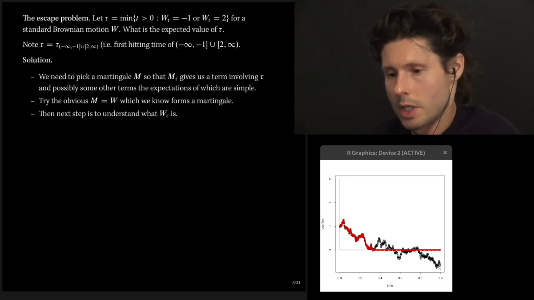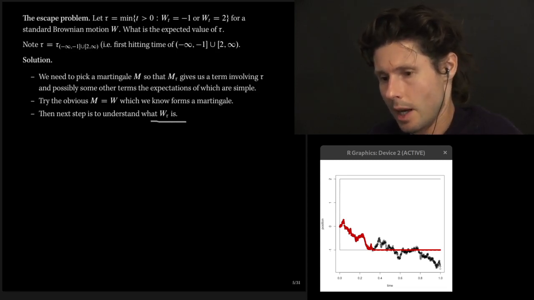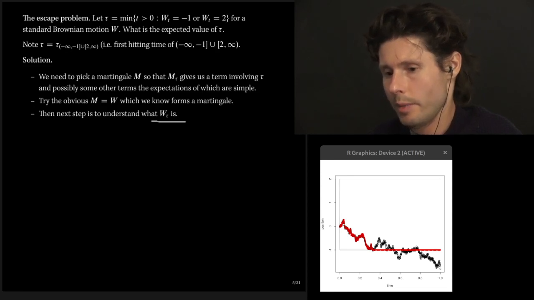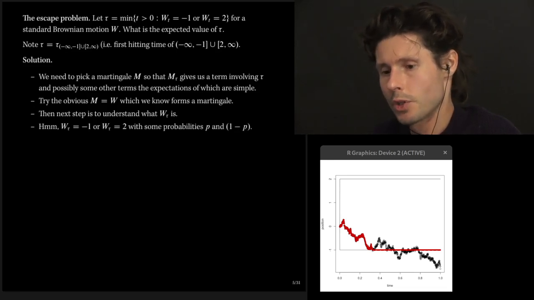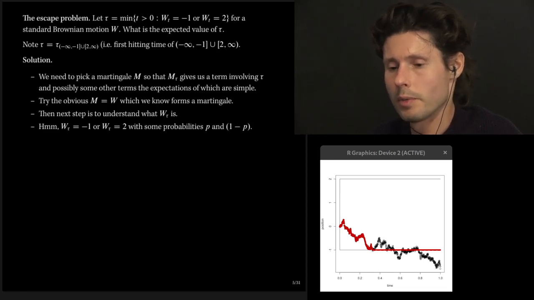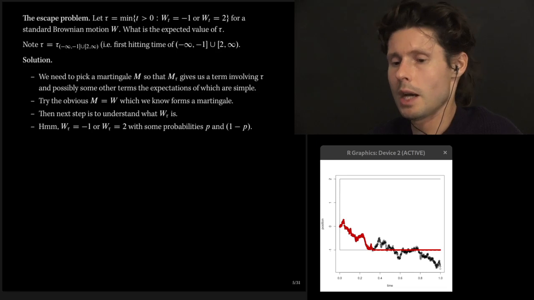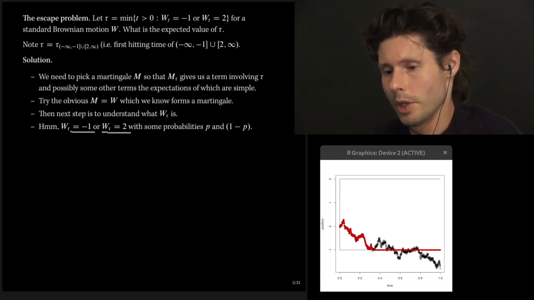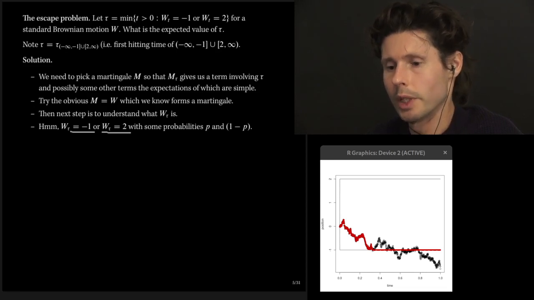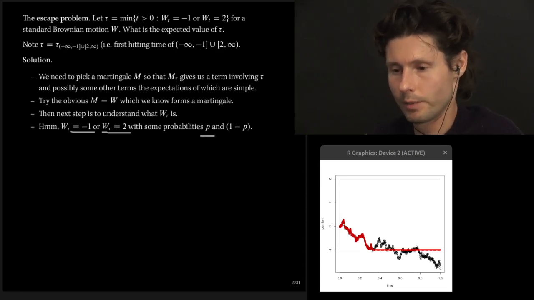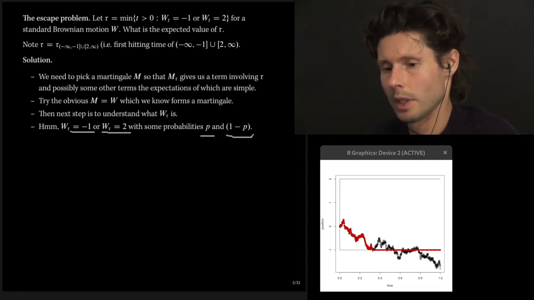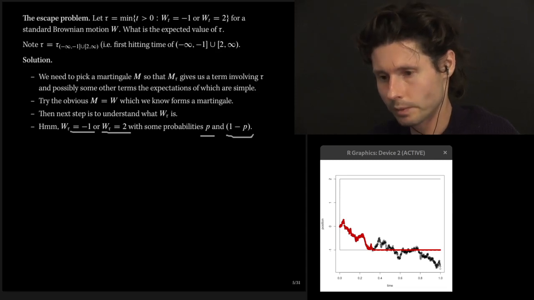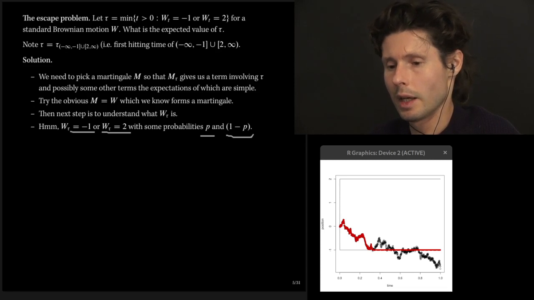The next step is to try to understand what is the value of that martingale at the hitting time. So what is W at time tau? Time tau is the very first moment we hit either -1 or +2. So not surprisingly, those are the two possible values: either W_tau is -1 or it's +2. And that's obviously going to happen with some probabilities, which are mutually exclusive. It's one or the other. So one will have some probability p. We don't know what that is, but we can just give it a name, p. And 1 minus p is the complement. So let's say that the Brownian motion first hits -1 with probability p.